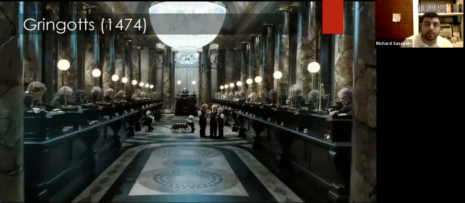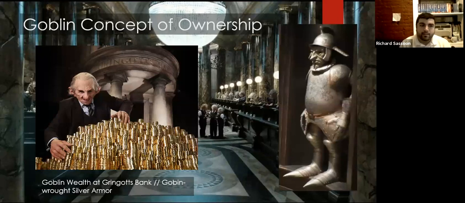In some ways, this can be considered similar to the stereotype of the Jews, that the Jews hoard their wealth, right? And that they don't believe that anybody else should have access to their wealth.